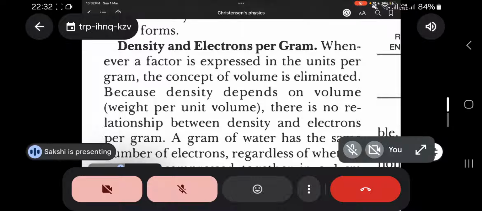Electrons per gram means what? Is it like the Avogadro number, ma'am? Ma'am, the number of electrons in an atom is fixed. So if we increase the area or the volume, the amount will be the same. So the number of electrons will not depend on the density. Yes. So is it the Avogadro number, same electrons per gram?